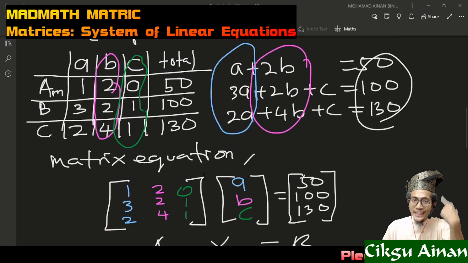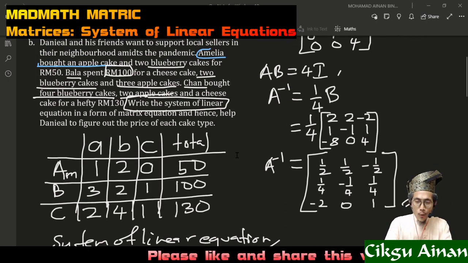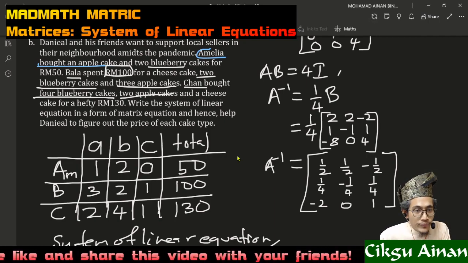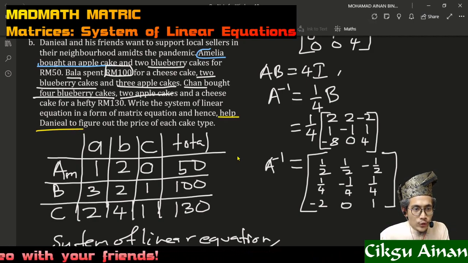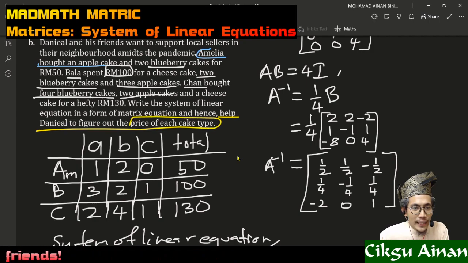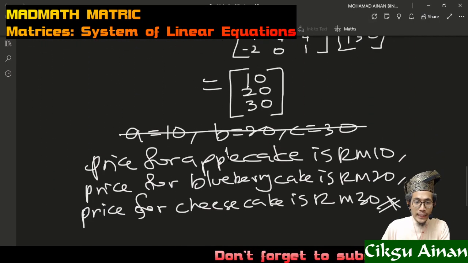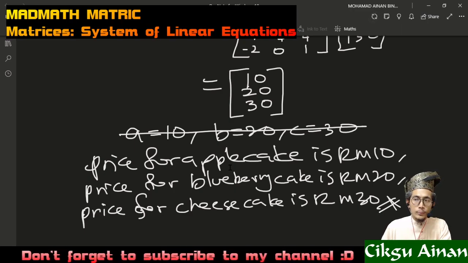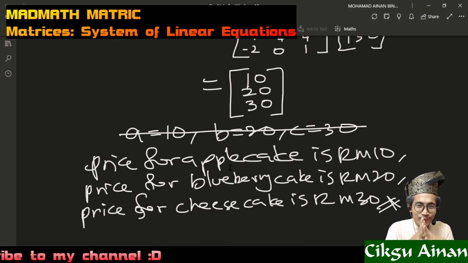Okay, kita tengok balik dekat soalan. How the question being asked. Now, what is the instruction? Saya highlightkan untuk kamu. The question suruh kita buat apa? Help Daniel to figure out the price for each cake type. Bila dia tanya the price for each cake type, kamu tak boleh cakap A sama dengan 10. Kalau kamu cakap A sama dengan 10, 10 apa? 10 kilo, 10 gram, 10 tan. Betul tak? Boleh terima tak?